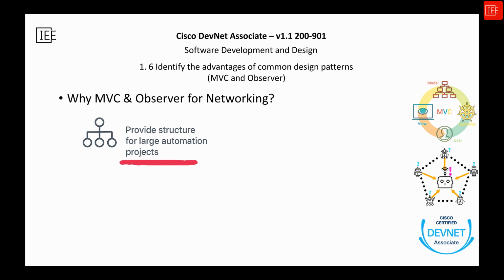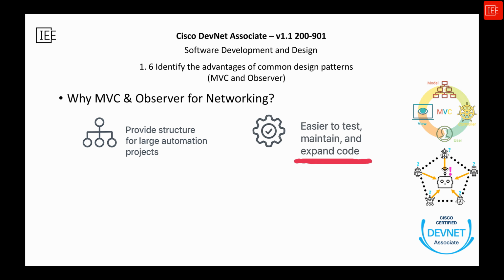So this separation ensures that as your automation grows, for example, pulling in device configs or parsing them and presenting them in both a CLI and a web dashboard, each piece has its place. So you don't end up mixing business logic with presentation code. Next one, it is easier to test and maintain as well as expand your code.